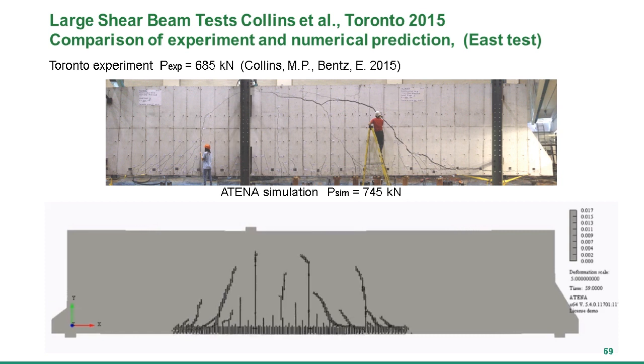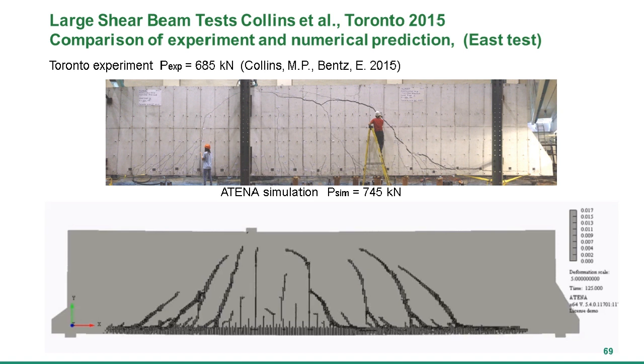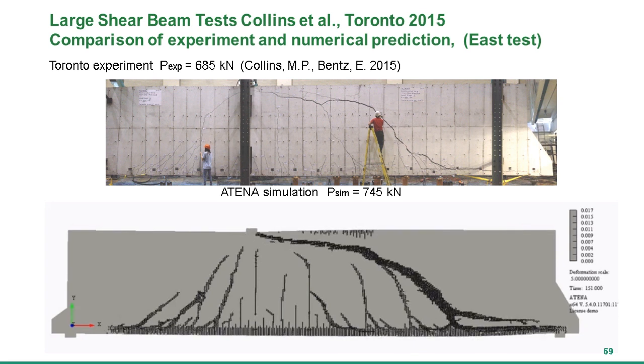So you see the peak load was quite well predicted, although it is a little bit higher, about 7–8% higher than the measured one. On the other hand, we have to understand that this was, let's say, a single experiment, so we cannot say it's the average or the mean experiment.